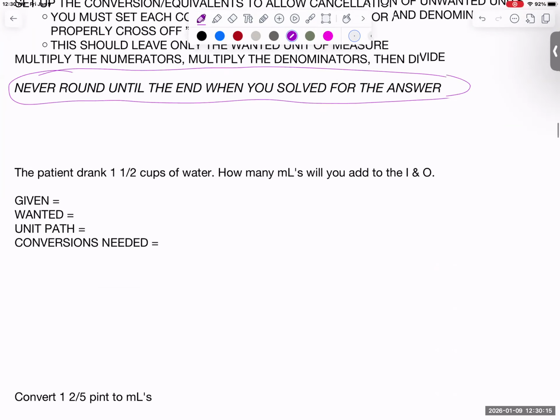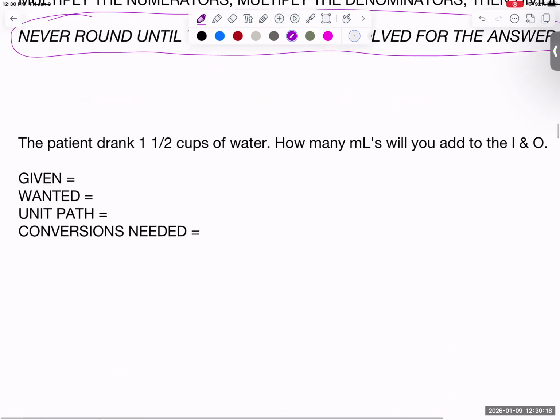Okay. So here's the very first question. Now in the intake and output above, there was something we selected that said the patient drank 1.5 cups water. Because when you're working in the hospital or in a nursing home or wherever you're working or in home care, the patient has a cup and they drink 1.5 cups. And that's what you would document, right? But in acute care, we have to know in milliliters. 1.5 cups is not milliliters, right? So when you read this question, the patient drank 1.5 cups water. How many milliliters will you add to the intake and output?